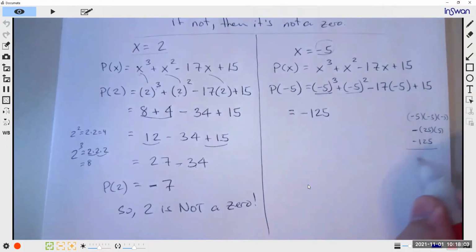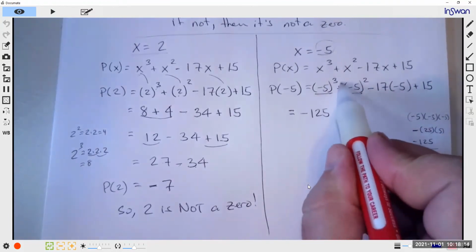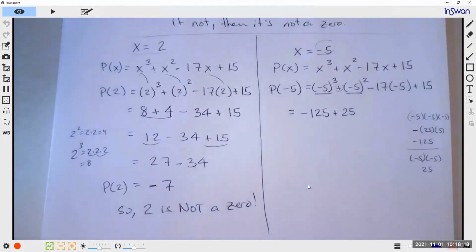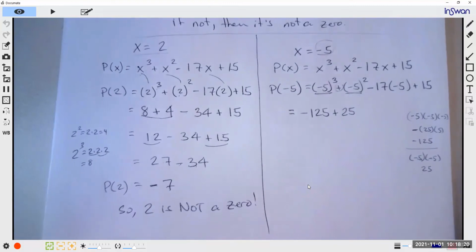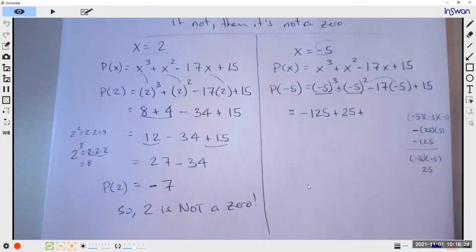Next one. Negative 5 times negative 5. Negative times negative is a positive. 5 times 5 is 25. So this number is positive 25.